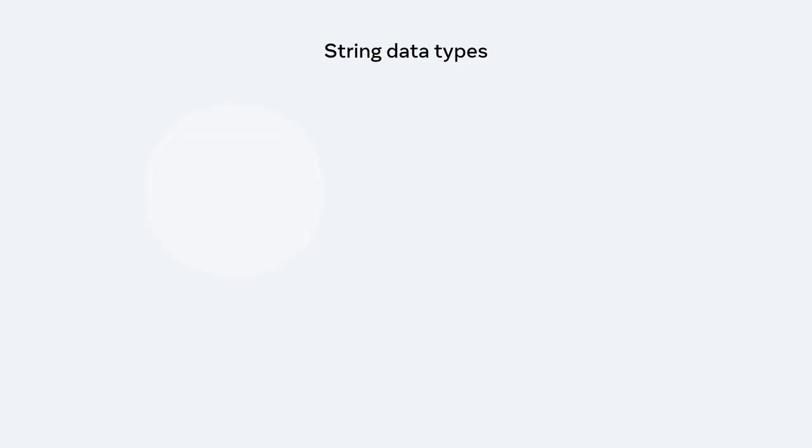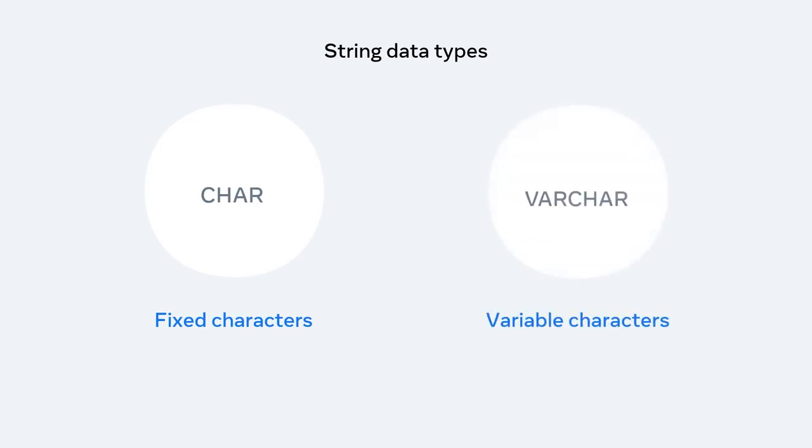String data type is a generic term used for different string data types in the database. The most used string data types are char, which stands for character. This data type is used to hold characters of a fixed length, and varchar, which stands for variable character. This holds characters of a variable length. Let's explore these string data types further.